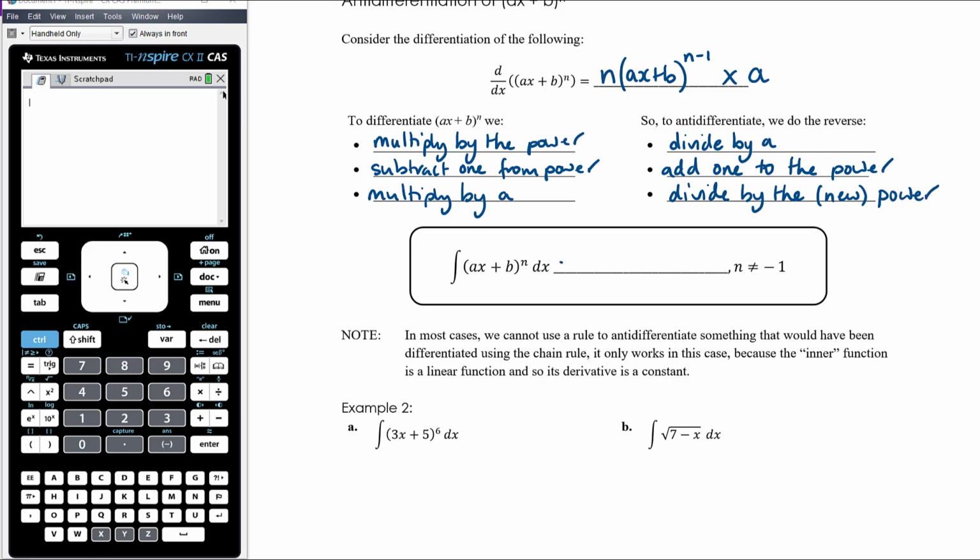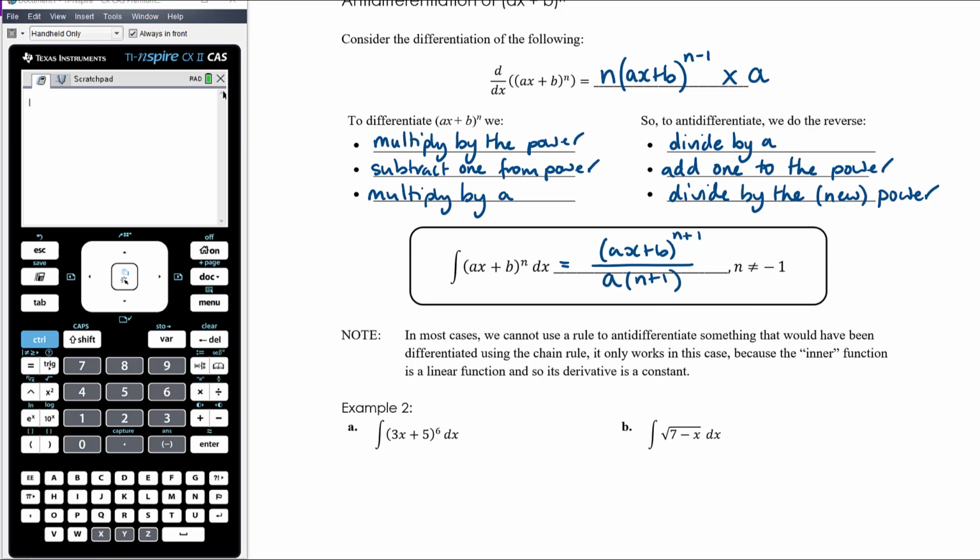Okay, so anti-differentiating this, we've got ax plus b all to the n. We're dividing by a. We're adding 1 to the power, and then we're dividing by that new power. Okay, so once again, this is only going to work if n doesn't equal -1, because if n were to equal -1, the denominator would be 0.